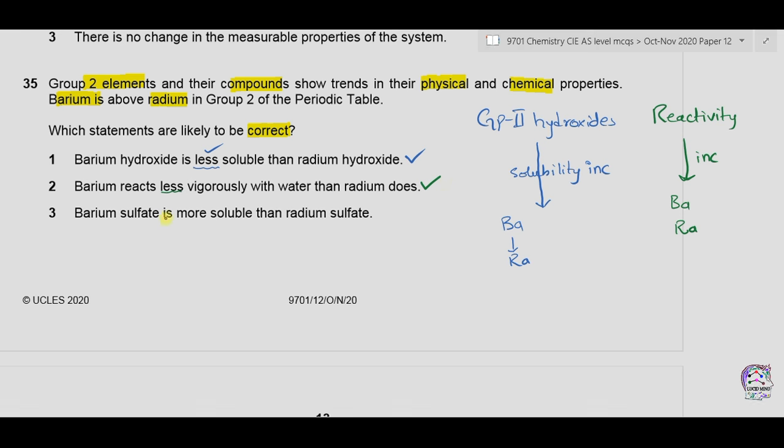3. Barium sulfate is more soluble than radium sulfate. Now the solubility of sulfates of group 2 decreases down the group. This is because stronger forces of attraction are present. So therefore barium sulfate will be more soluble than radium sulfate. So option 3 is also correct. As all options are correct, so therefore answer is A.